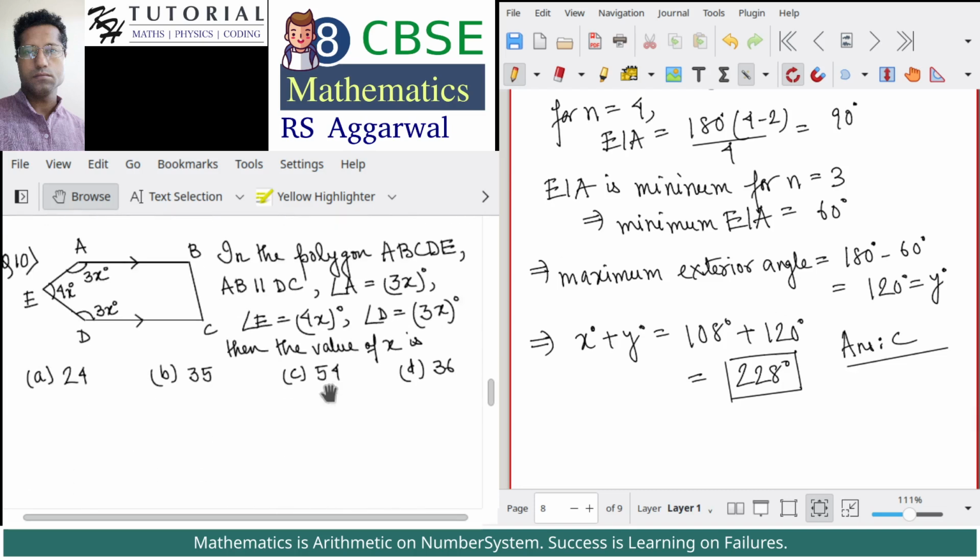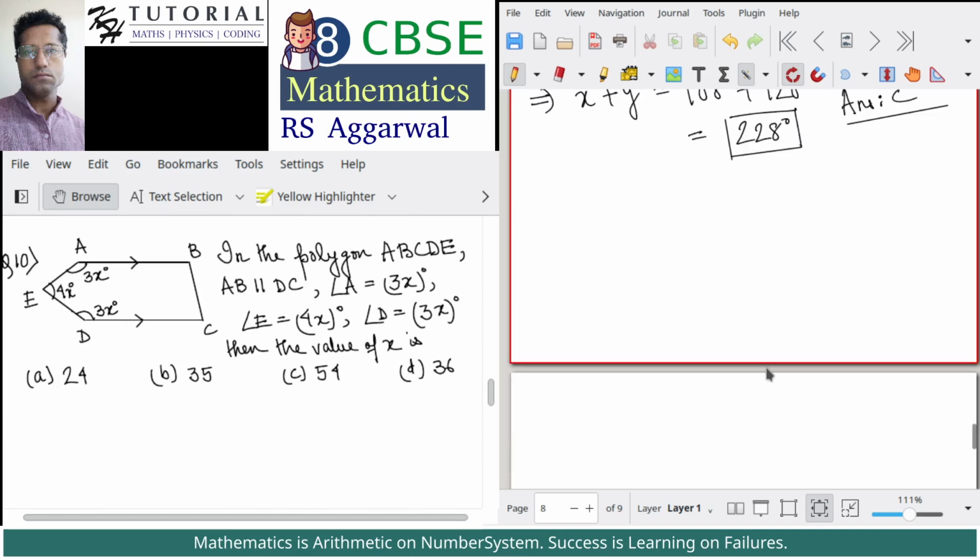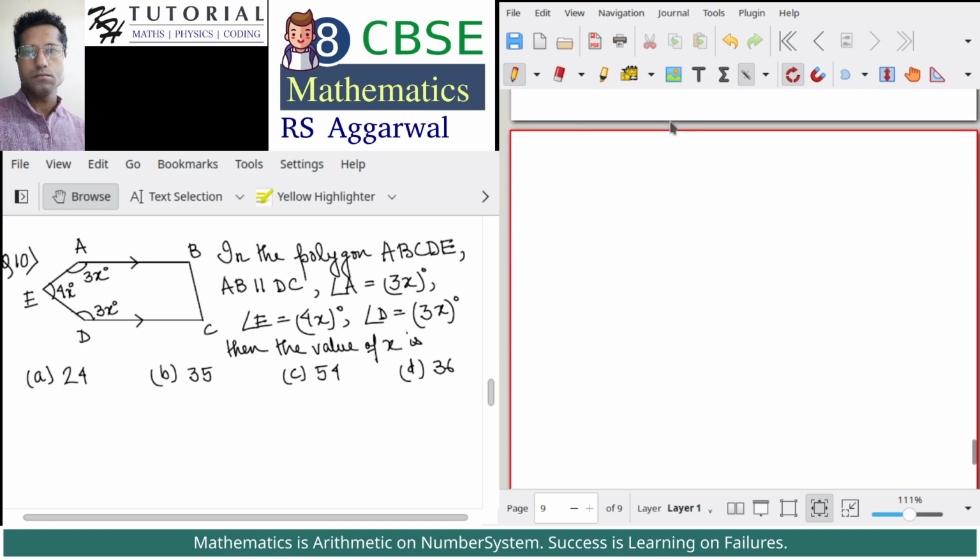Okay, let's do the last problem. Question number 10. In the polygon ABCDE, okay, let's quickly draw the polygon. It's a simple polygon. Okay, so we have something like this. A, B, C, D, E. ABCDE is a polygon.